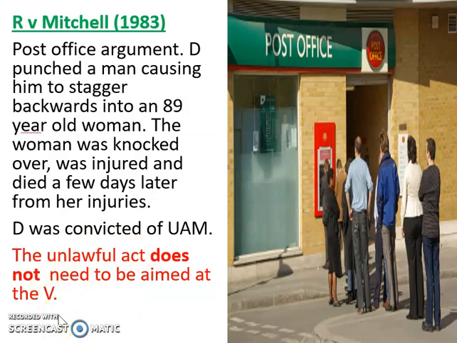So his argument is, well, I know it's dangerous on the man I punched, but I wasn't intending anything to happen to a little old lady. Okay, but that was irrelevant because the unlawful act doesn't have to be aimed at the victim. We can transfer your mens rea to hit this bloke to whoever happens to fall over. And we know that from transferred malice.